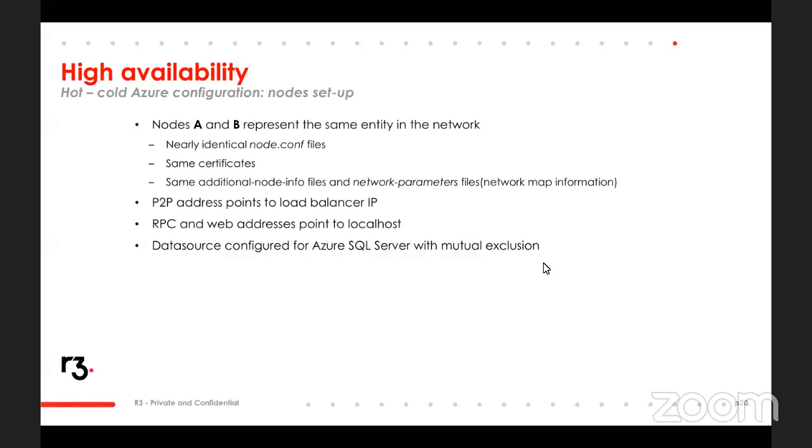The next step was to set up the actual nodes. As stated before, both nodes need to be identical in almost every way. Both need to have almost the same node configuration file. The only difference comes in the configuration of the mutual exclusion. We will see that a bit later in the demo. Both nodes need the same certificates because they have the same identity on the network, and also the same additional node info files and network parameter files, which describe the state of the network.